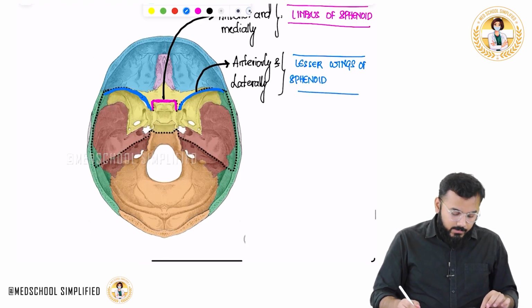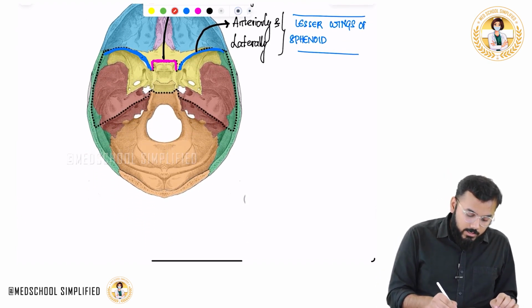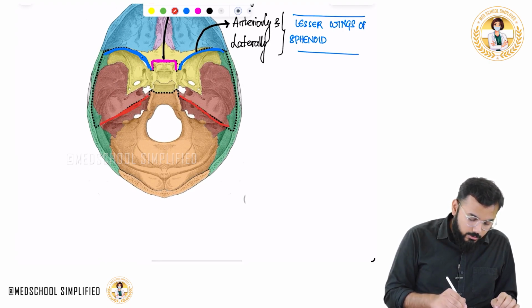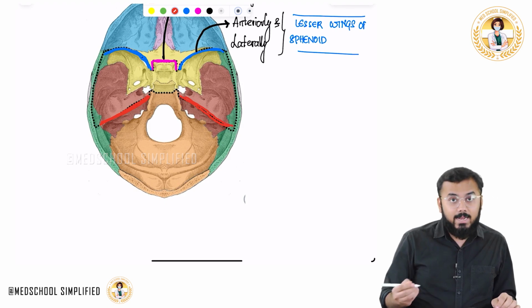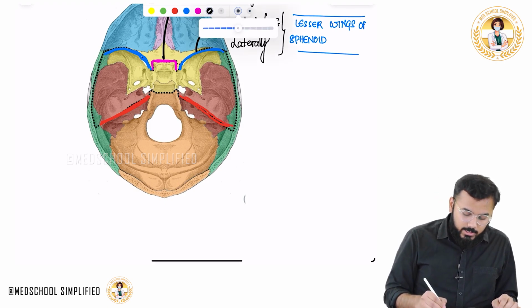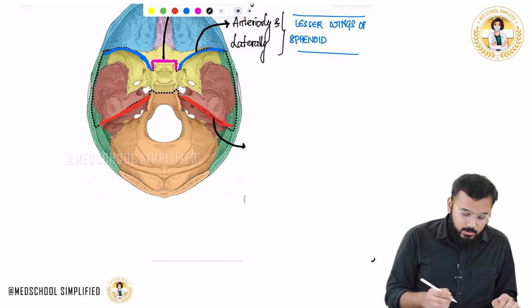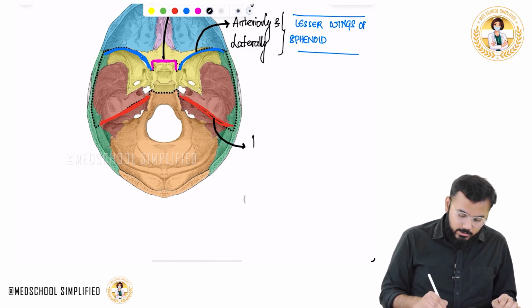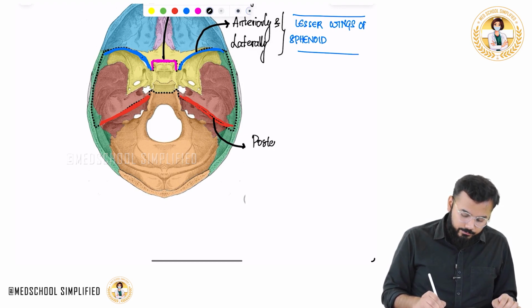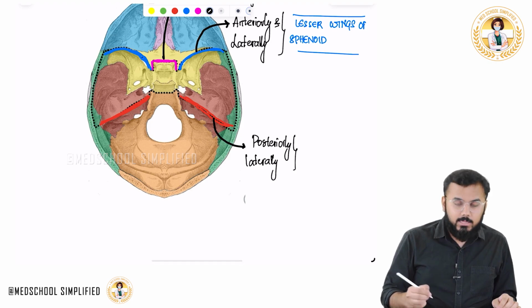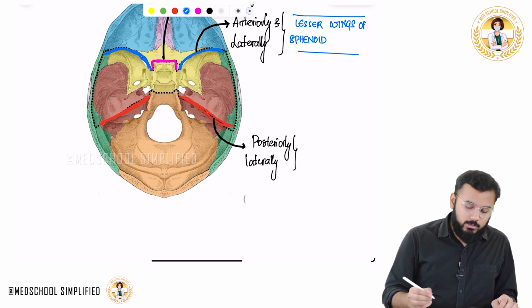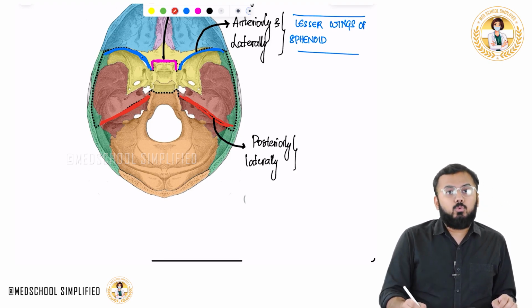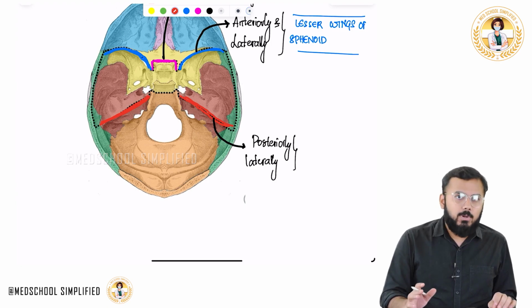Now after that, what is this one over here? This border which I am drawing right now is posteromedial or posterolateral? So this one is posteriorly and laterally located. Posteriorly and laterally, what do you have? You have the superior surface, the superior part of the petrous part of the temporal bone.